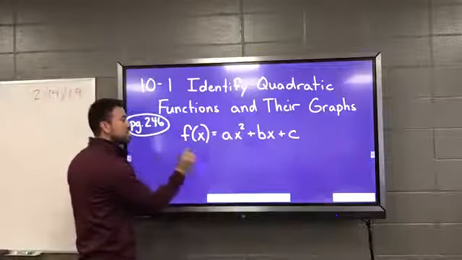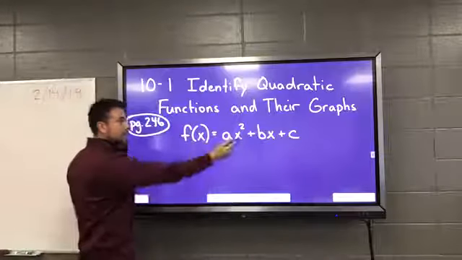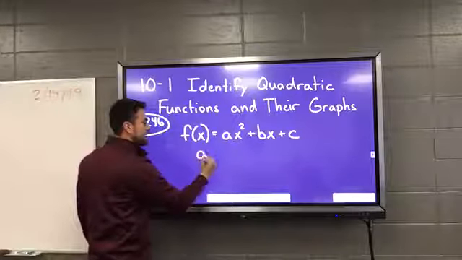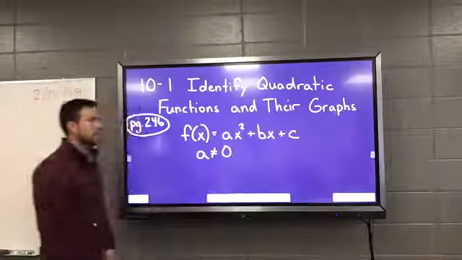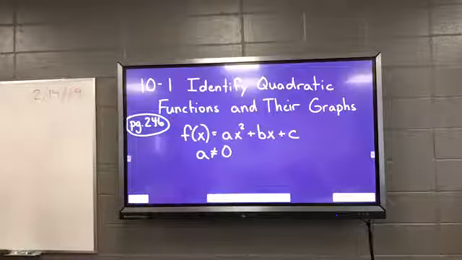And there's one thing you need to remember about a quadratic equation. It has to be in this form in order to be able to look at it more appropriately. But then a, this value, cannot equal 0. A cannot equal 0. That's one of the only limitations on that quadratic equation.